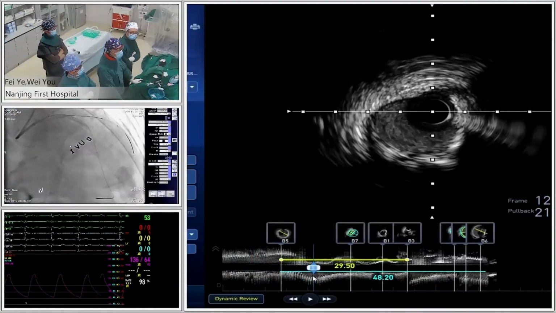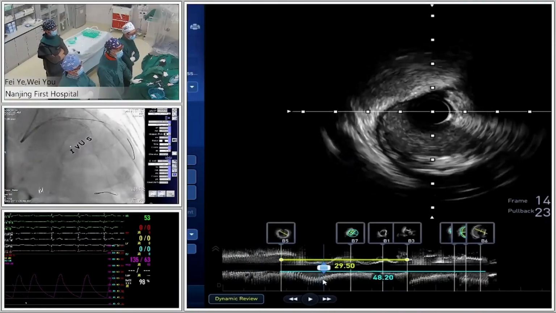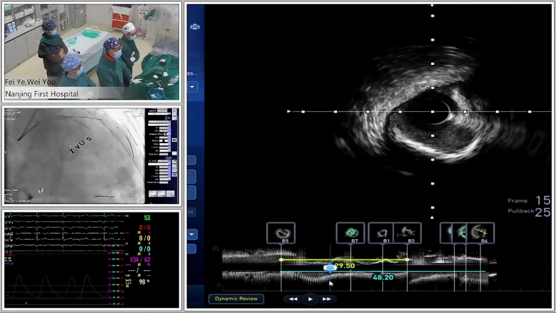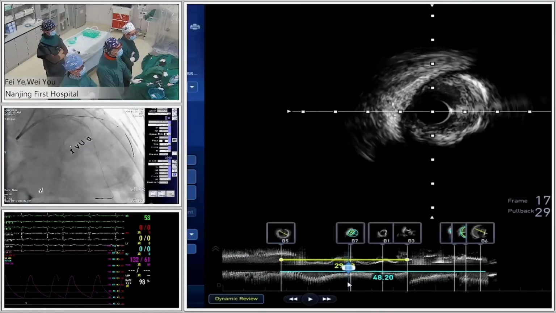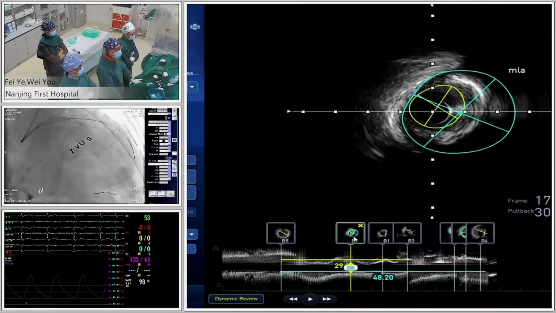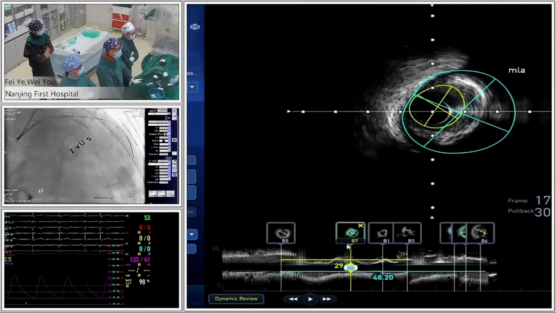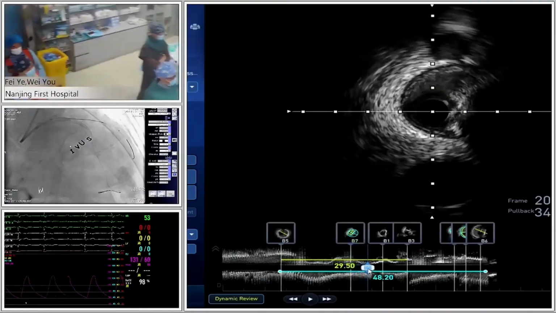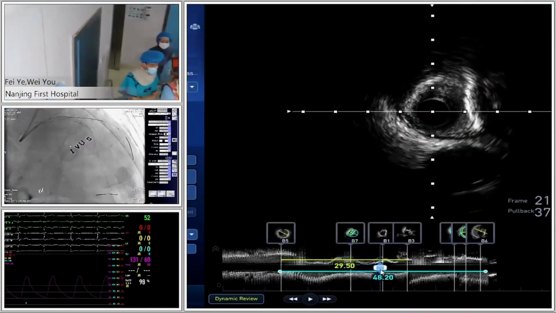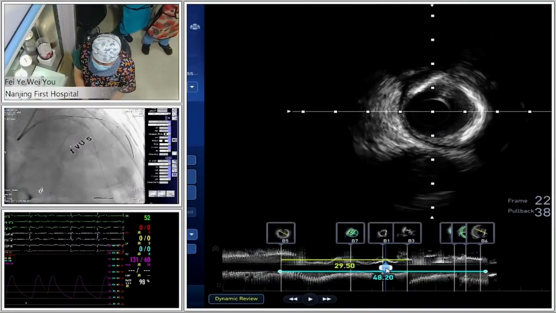And here we can see calcified plaques. The calcification angle is not more than 180 degrees. So pulling back here, this point is the minimum lumen area. The area is just 2.3 square millimeters, and the plaque burden is more than 75%. Then pulling back here, this is the middle LAD, and here the vessel diameter is about 3.5 millimeters.